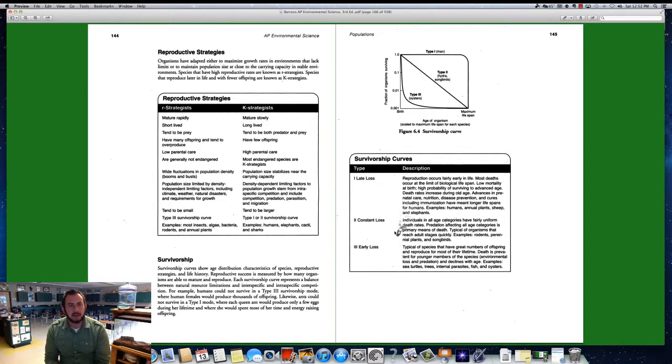They have type 3 survivorship curves, which is what we'll look at in a second, but that's one of their characteristics. And again, most often they include insects, algae, bacteria, rodents, annual plants, and things like that.